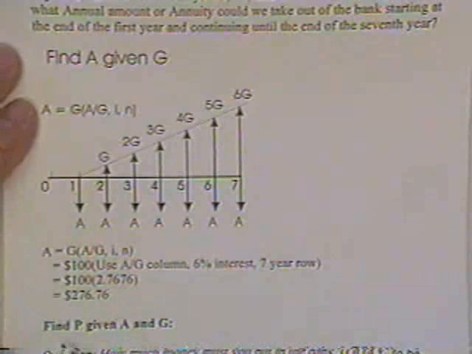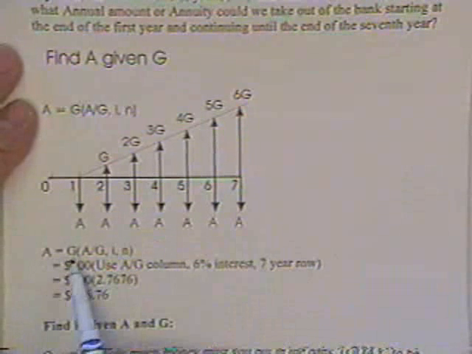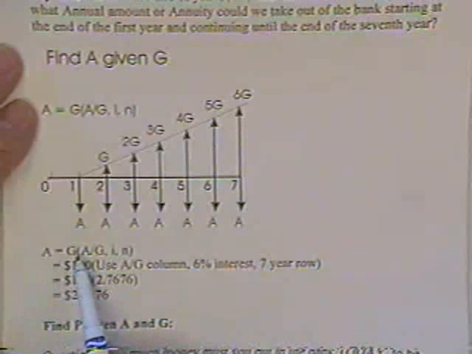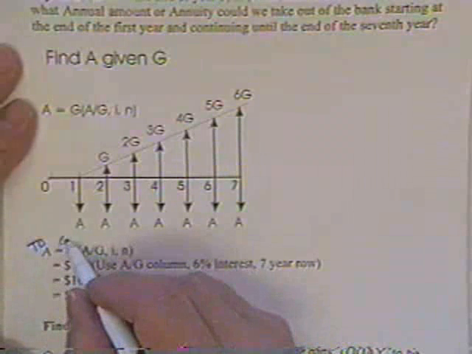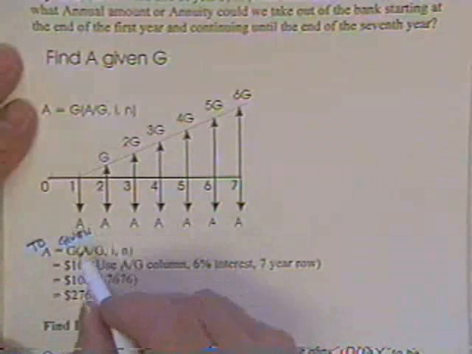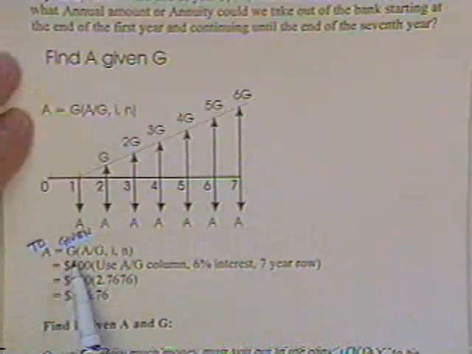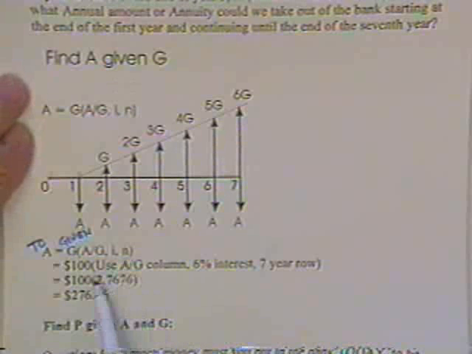uses it, A given G, that's the way our book uses it, A given G. Then I would use the A over G column, the I percent, the N years.